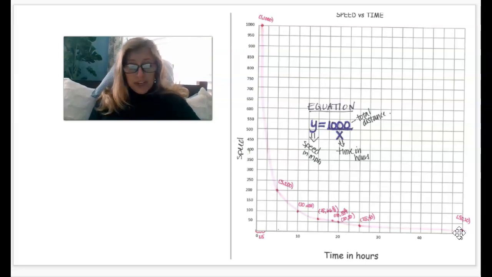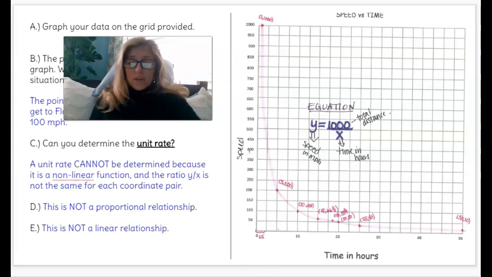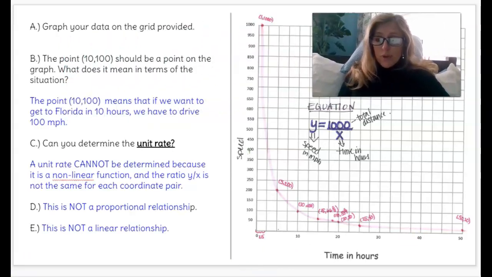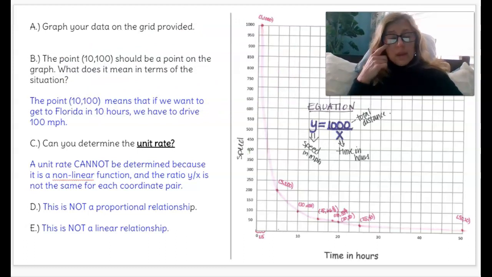Is there a rate of change? Is there a unit rate? These are things we want you to think about, and now we're going to show you what we came up with. We're using this as an example because we want you to know what your projects should look like. We graphed the data. Now, the point (10, 100) should be a point on our graph, and it is.